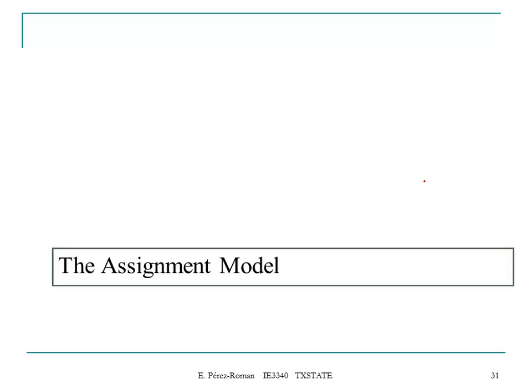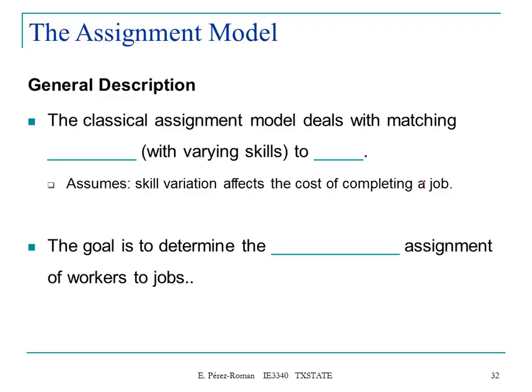Okay, so that basically concludes our discussion of the transportation problem and model. Now we're going to transition to the assignment model, which is a modification of the transportation problem. And you will see what the main difference is. It's a very small difference between the two. So the classical assignment model deals with matching workers with different skills to jobs. This problem is widely used, for example, in scheduling. The assignment problem will help you assign those workers to a specific task. The goal is to determine the minimum cost assignment of workers to jobs.